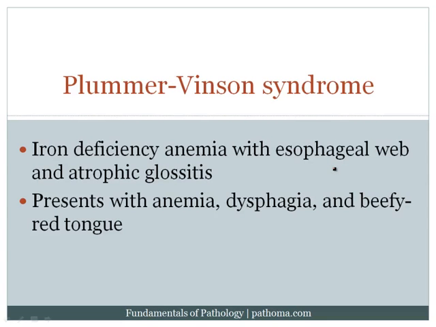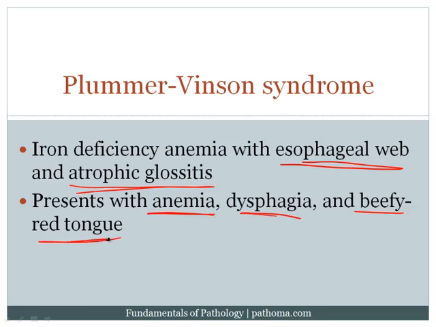One associated syndrome to be familiar with, it's relatively high yield, and so we're going to throw it in the context of this discussion. It's called the Plummer-Vinson syndrome. This is iron deficiency anemia that has an additional association of esophageal web and atrophic glossitis, such that the patients present with anemia, dysphagia, and a beefy red tongue.